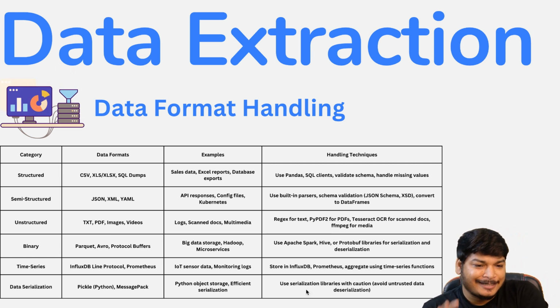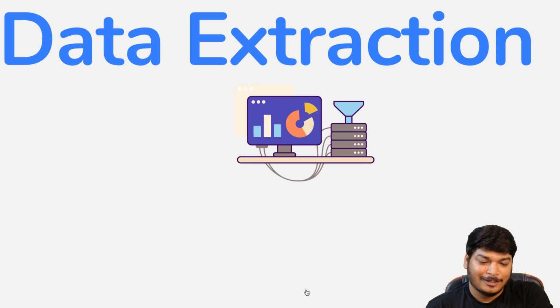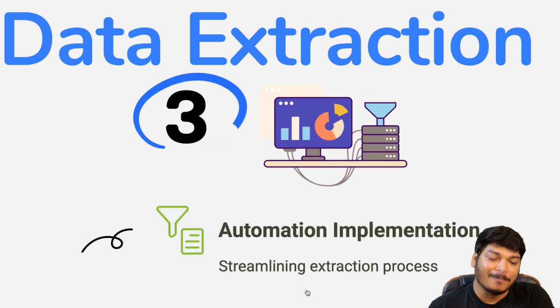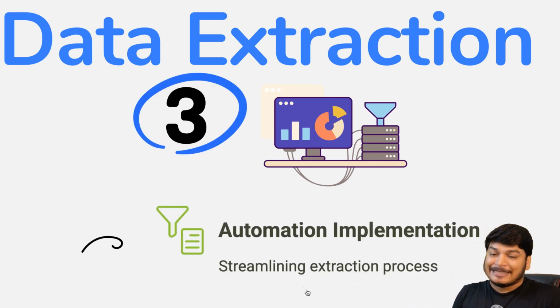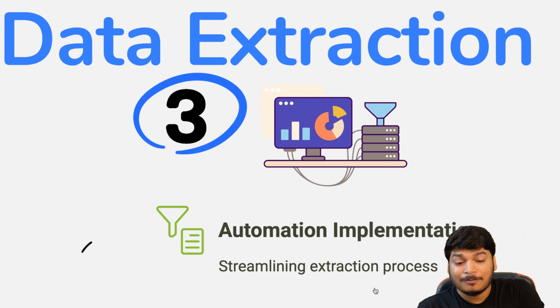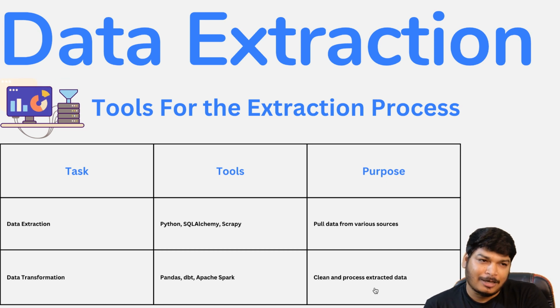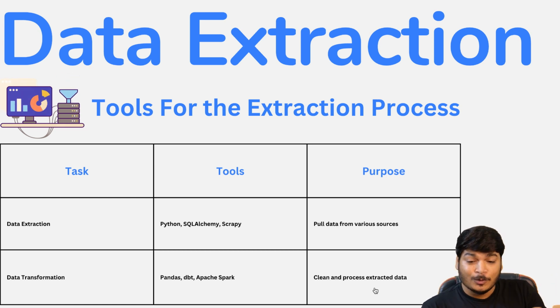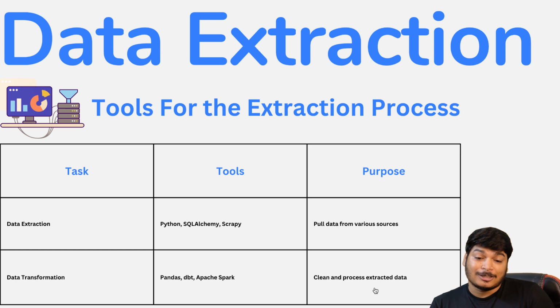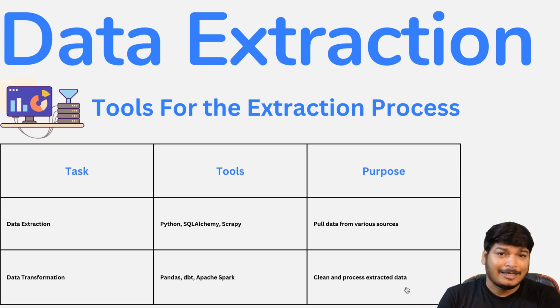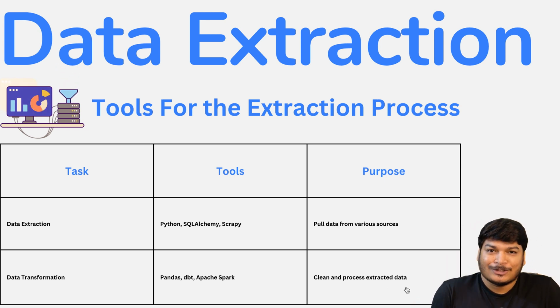Okay, so the third step in data extraction is the automation implementation, which is to streamline the extraction process. Now, what kind of automation I'm talking about? For data extraction, we can utilize a programming language like Python and different modules like SQLAlchemy, Scrapy, or other different tools to pull the data from various sources. For data transformation, you can utilize pandas, dbt, Apache Spark kind of tools to transform the data. Okay, now enough talk, let me show you how the data extraction process works.